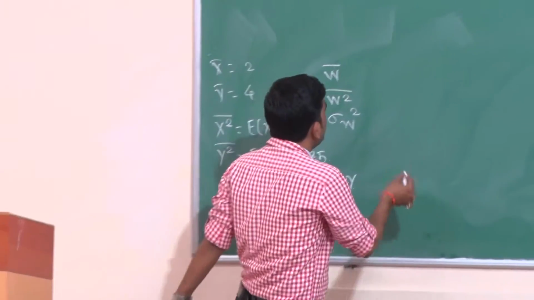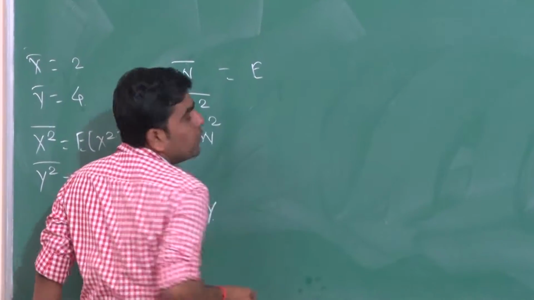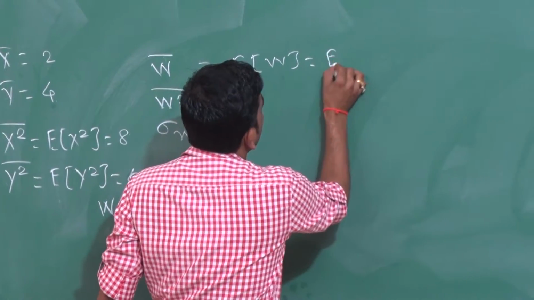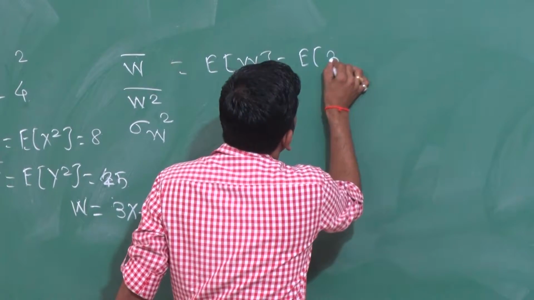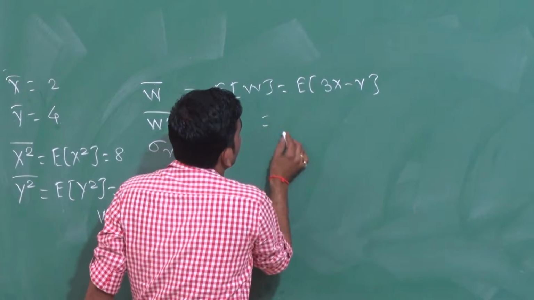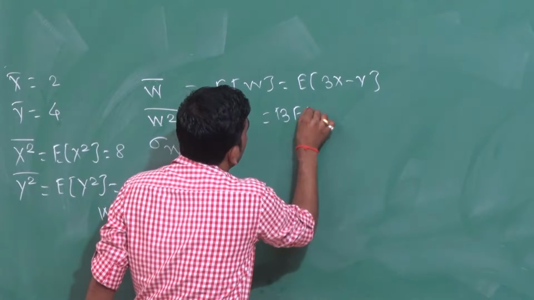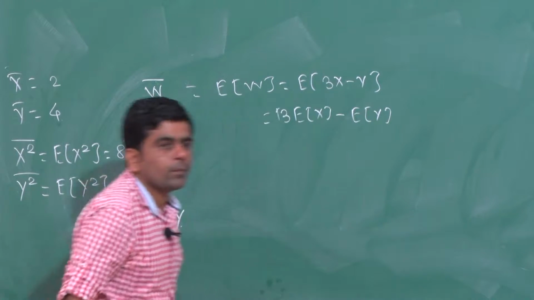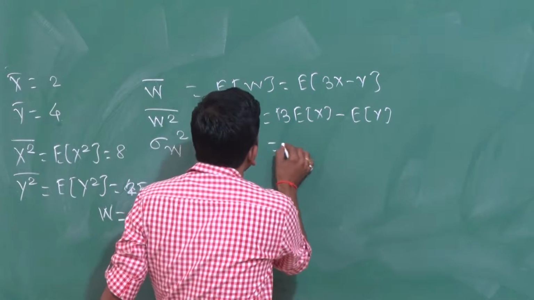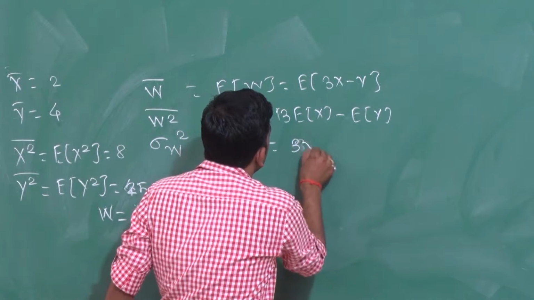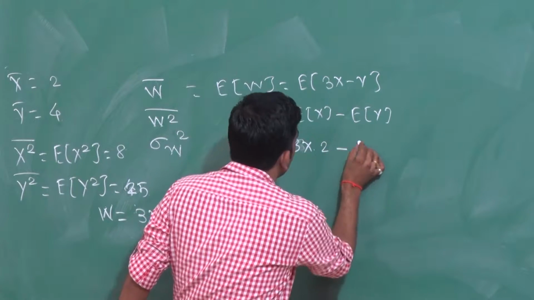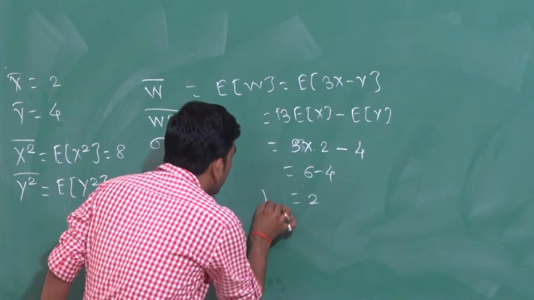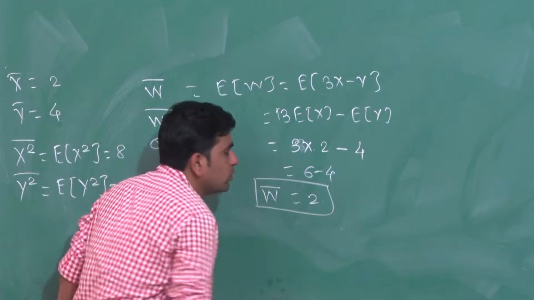So for first case, to find out the mean value, expected value of w, that is equal to expected value, w is nothing but 3x minus y, then we will get 3 into expected value of x minus expected value of y. So here 3, mean value is 2, minus 4, 6 minus 4, that is equal to 2. So in this way we will get this w bar is equal to 2.